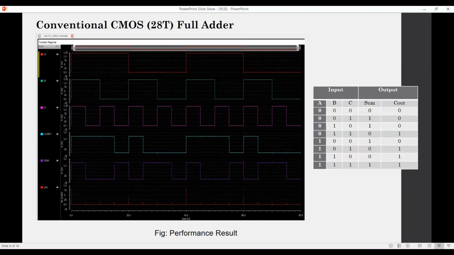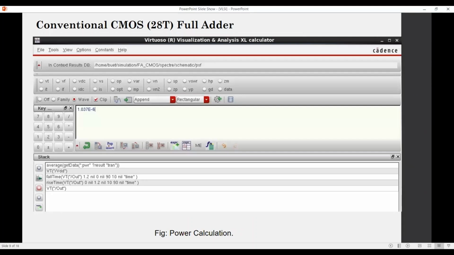For input A equal to 1, B equal to 0, C equal to 0, the output carry is equal to 0, sum is equal to 1. So both the waveform and the truth table output exactly match. We also calculated the power consumption, which we can see from here is 1037 nanowatt for this circuit.